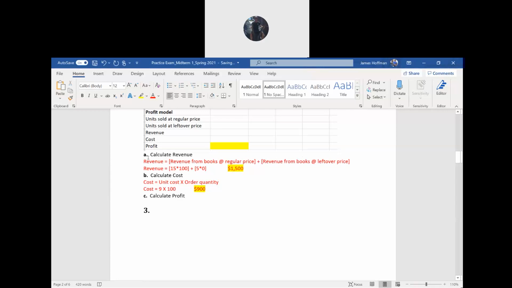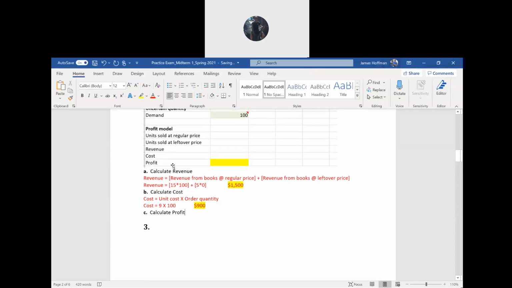Okay, so profit, once you've got revenue, once you've got cost, profit's easy. And again, show all your work and put the calculations in and the formulas, because if you were to mess up something and still calculate the profit with different numbers, I'd still give you credit for the profit. So you get partial credit. And so profit is just revenue minus cost.